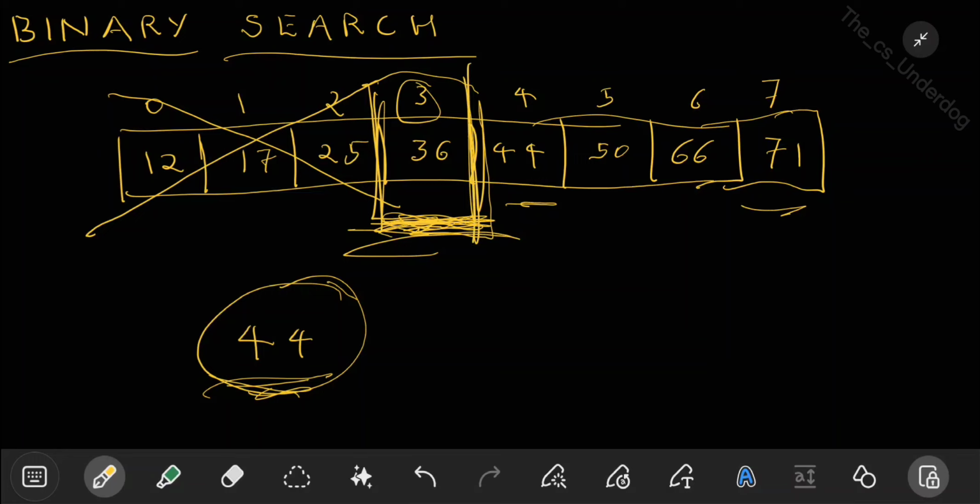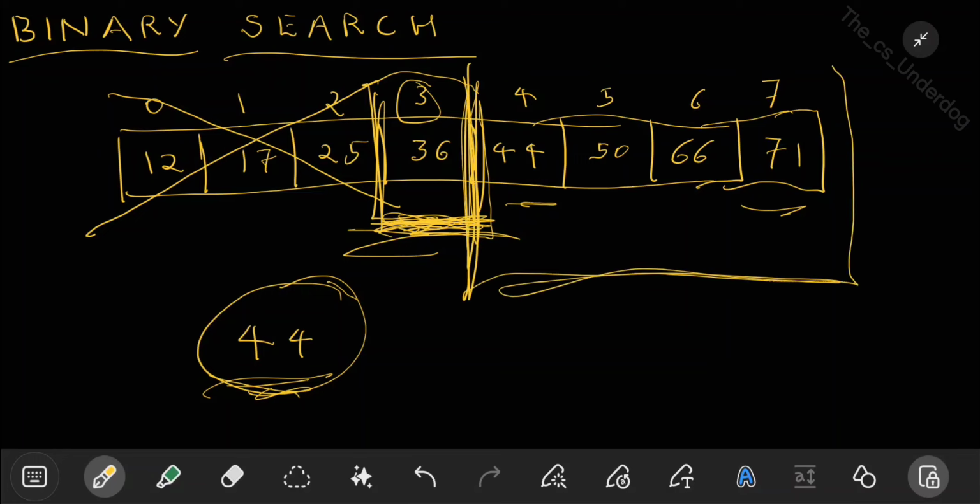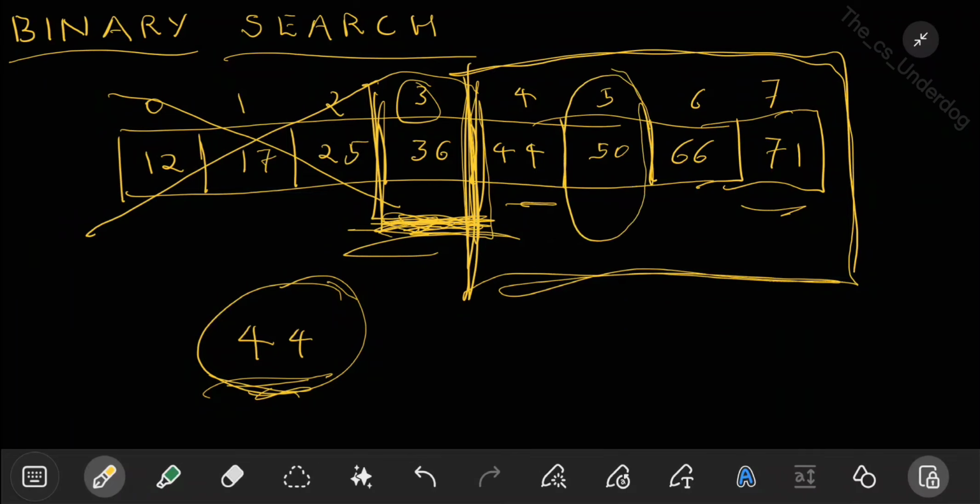So this much is already eliminated. This is what you are presently having. Here you will go to the fifth index. In the fifth index, the value is 50. So now you are looking at 50 and comparing it with 44. This time 44 is lesser than 50. So presently you have two options.